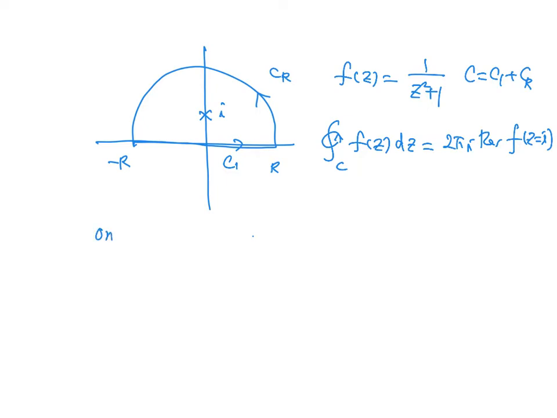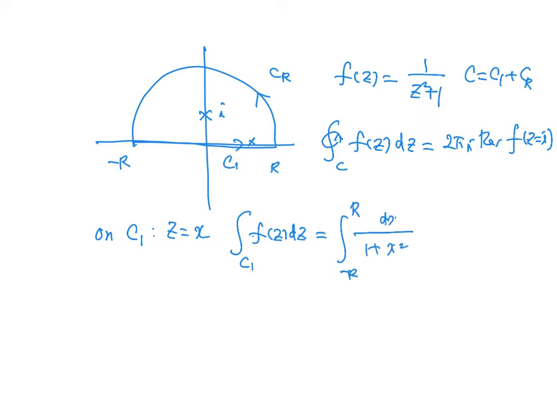So on C1, C1 is actually the x-axis. So z is simply x, right? So this integral over C1 of f(z) dz is the same as this, the integral from minus R to R of 1 over 1 plus x squared dx, because on this axis C1, z is simply x, on the real axis. And on CR, let's calculate the absolute value of this integral over CR.